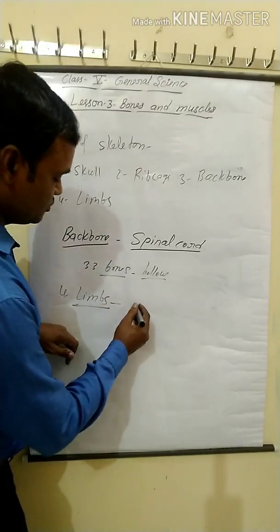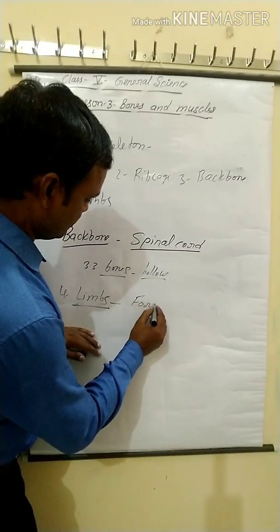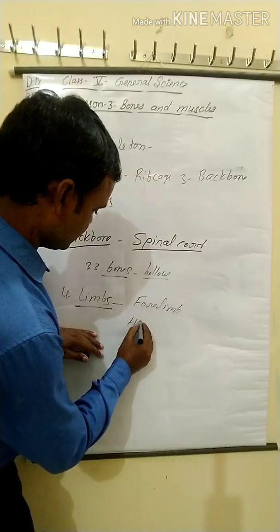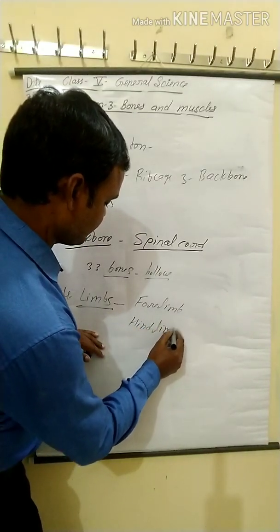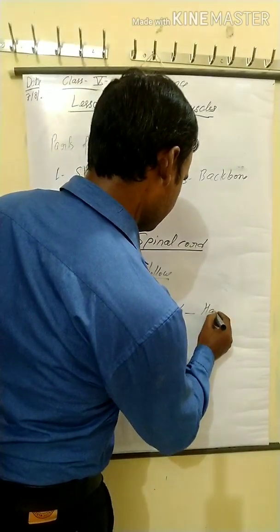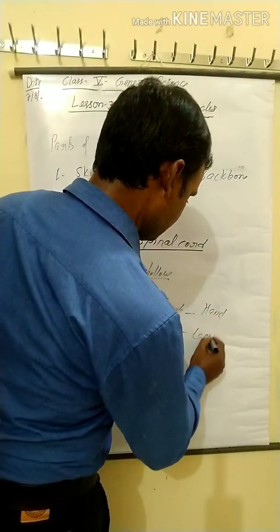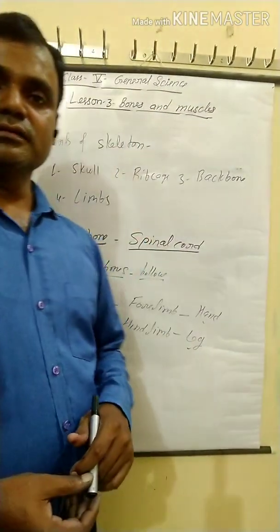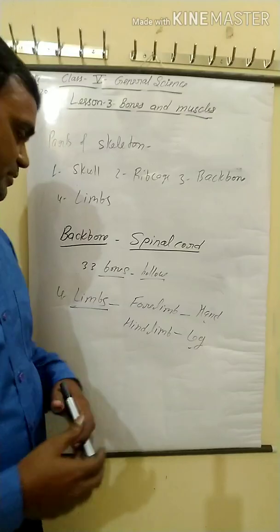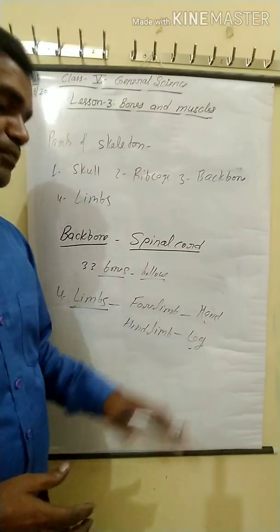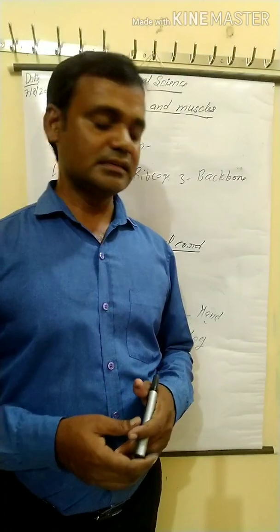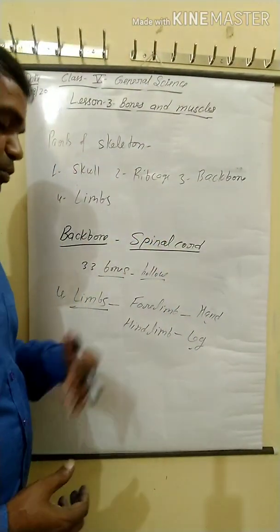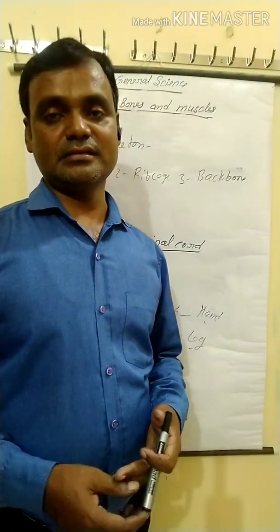In the human body, two types of limbs are found: forelimbs and hind limbs. Forelimbs means hands, and hind limbs means legs. Many bones are joined together to form limbs. Forelimbs are used for catching and holding things, but hind limbs, as you know, the legs, are also used for walking, running, playing, etc.